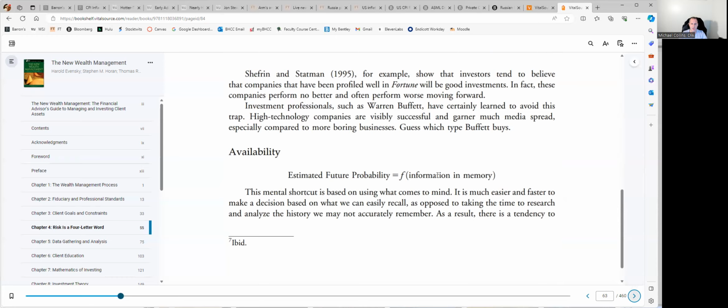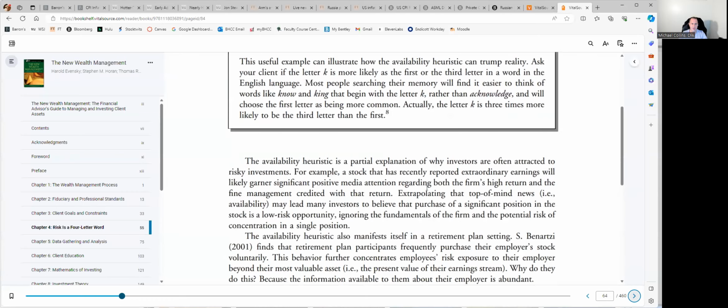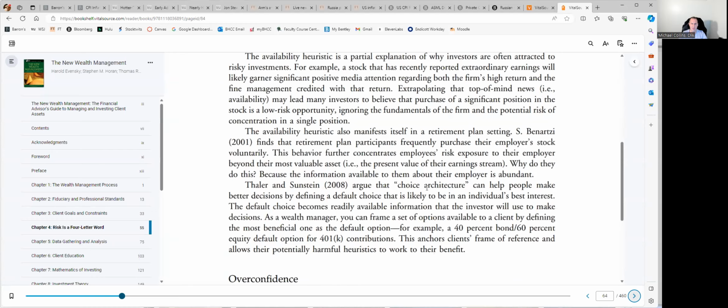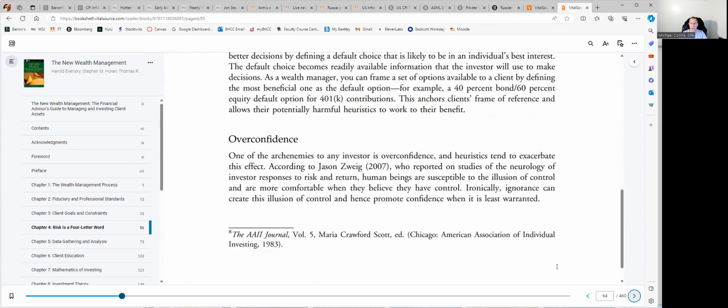You don't have to know it in the form of the formula, but it's a mental shortcut based on using what comes to mind. So you just look at what's in front of you, not anything deeper. There are some examples of the availability bias here. Be familiar with the overconfidence bias.